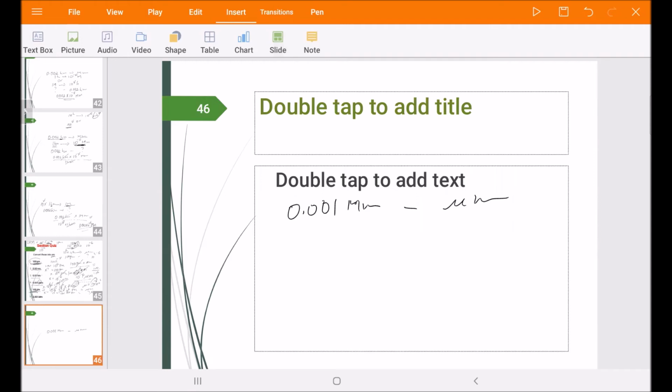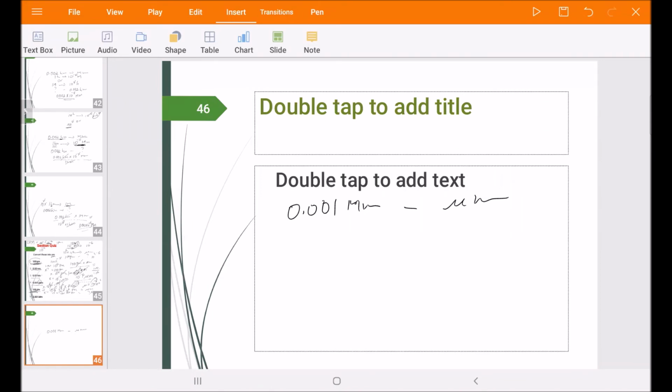I think we will let you practice here. Remember, practice makes perfect, so you have to practice. You have to know how to develop a relationship between two different prefixes.